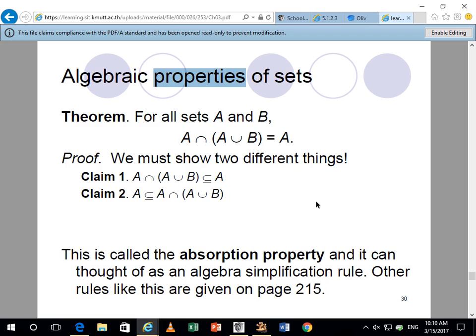So to prove this, we have to show the left-hand side here, this set, is a subset of A. And also A, the right-hand side, is a subset of the left-hand side. So that's the definition of equality. You can prove that as an exercise. So this property here is called the absorption property.